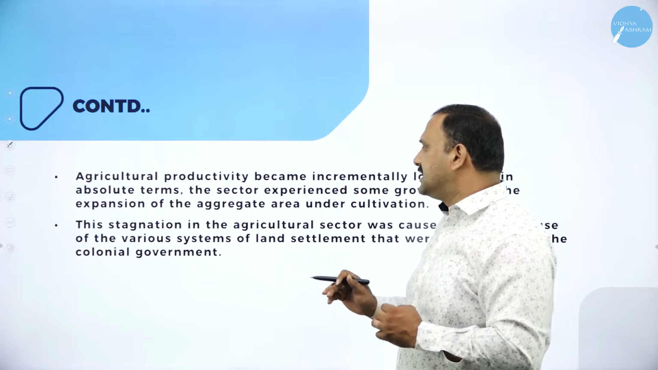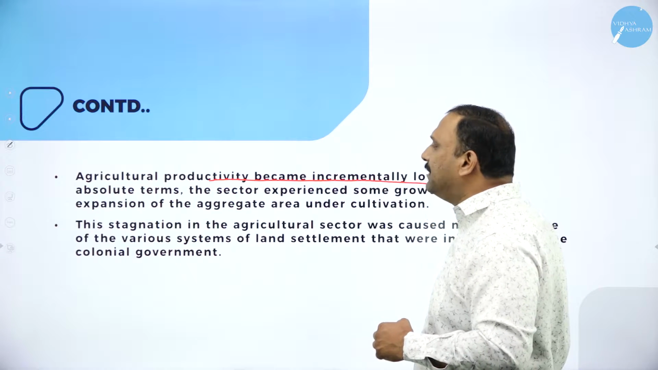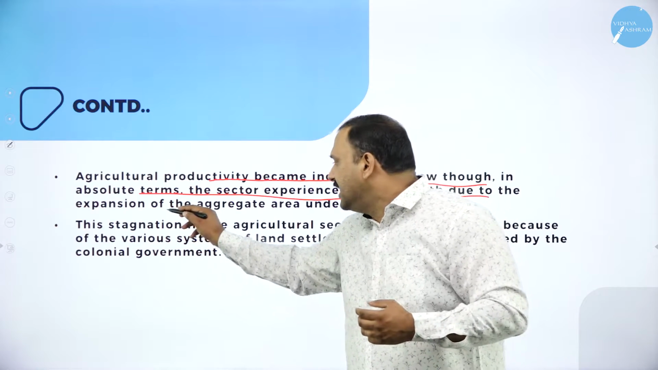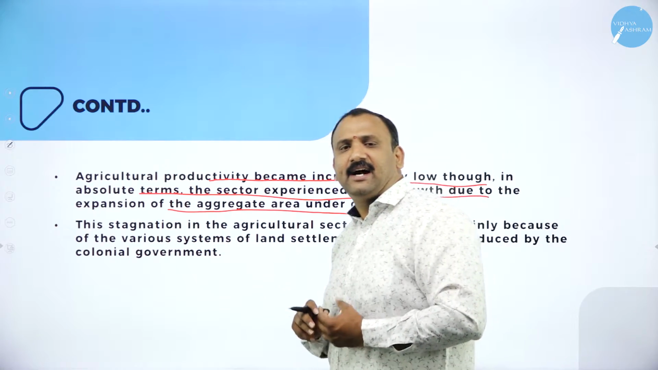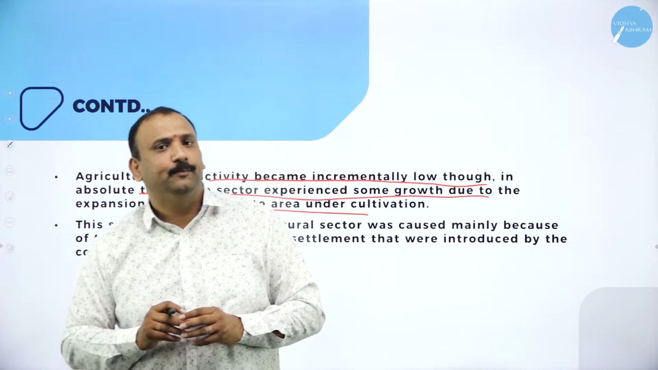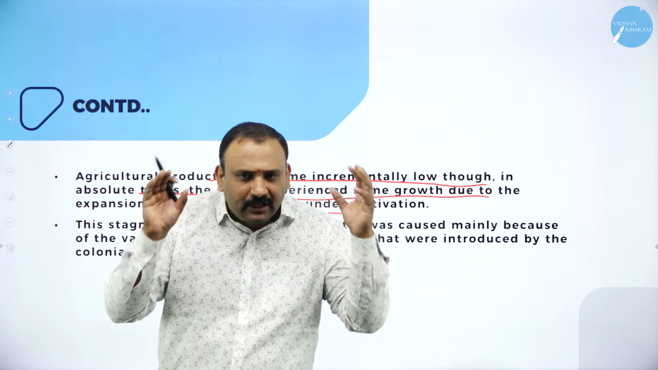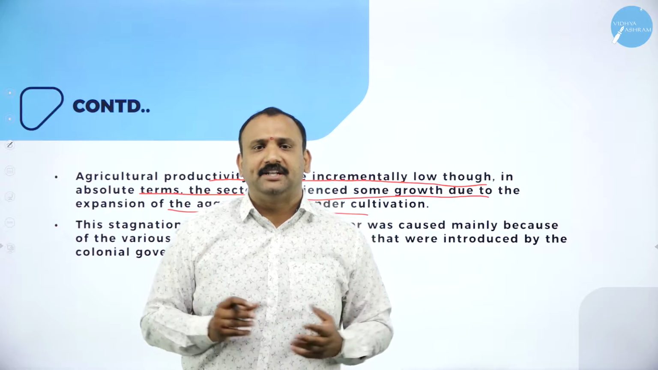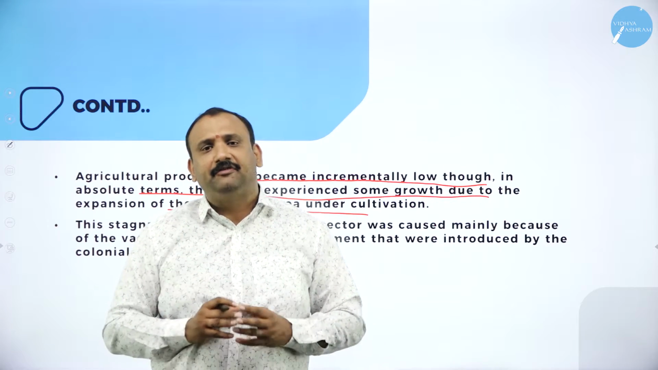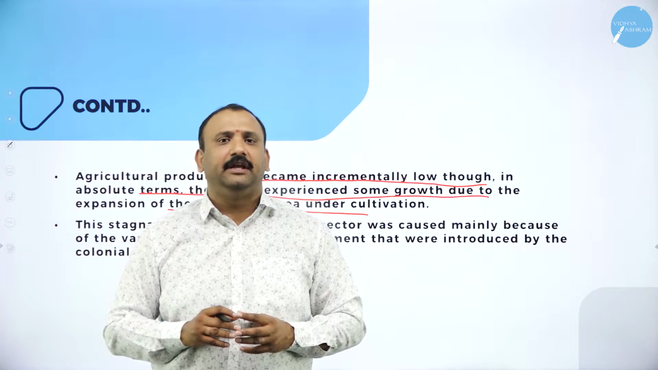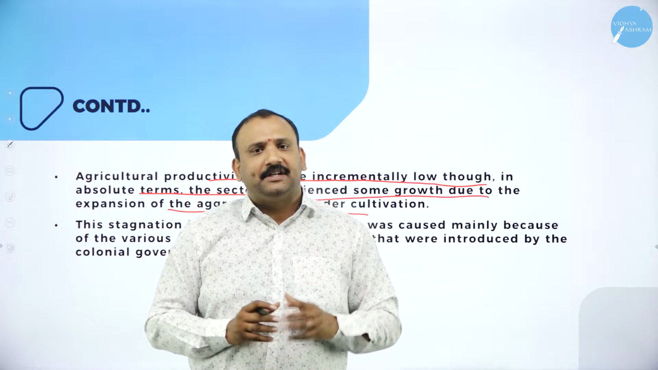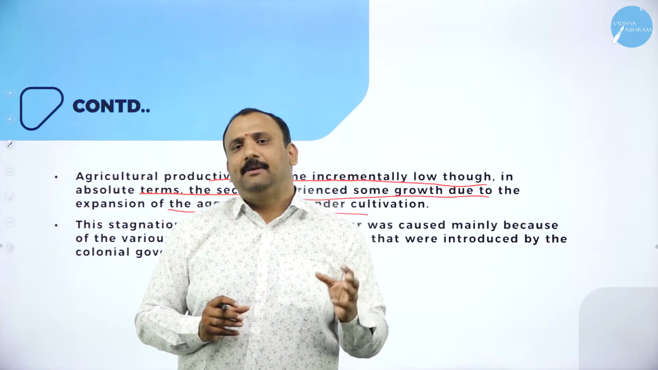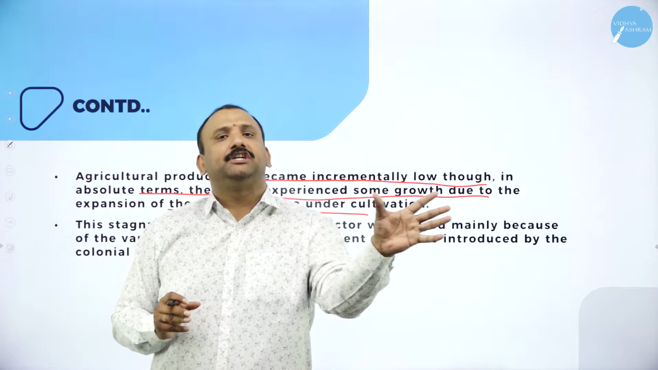Moving forward, agriculture itself, if you start seeing, the productivity came in an incrementally low value, that is in absolute terms, and the sector experiences some growth because of expansion of aggregate area under cultivation. Now, to make things simple for you, if you look at the geographical map of India, a subcontinent, a vast country, today when we talk about 29 states, 6 union territories, and so many different districts and villages that are involved in this country, the land area of cultivation kept on increasing because every single person wanted to have a livelihood. So at that time, what was happening was only the expansion of land.